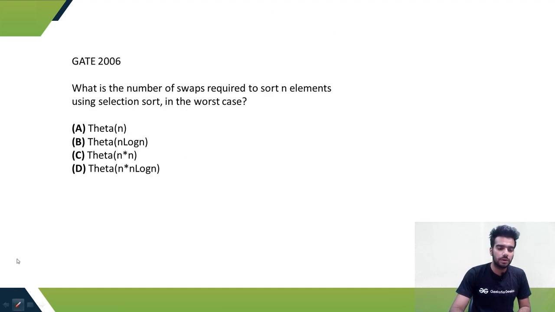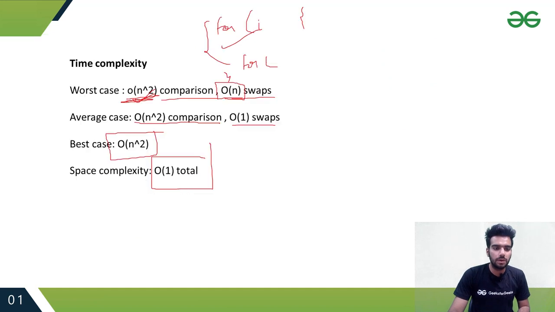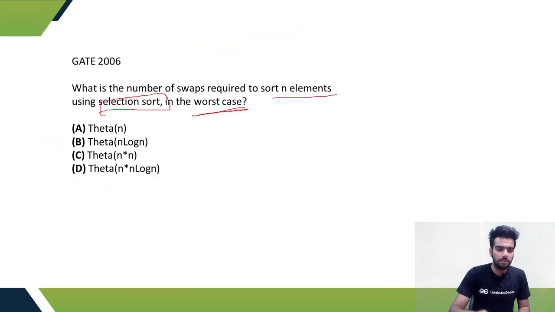Now, let's see one GATE question related to these topics. What is the number of swaps required to sort n elements using selection sort in the worst case? So, I have told you in the previous slide that for selection sort at the worst case, the number of swaps is order of n only. Let me show you here. Yes, this one: order of n swaps at the worst case. So the answer to this question will be option A, that is theta of n. At worst case also it takes order of n swaps.